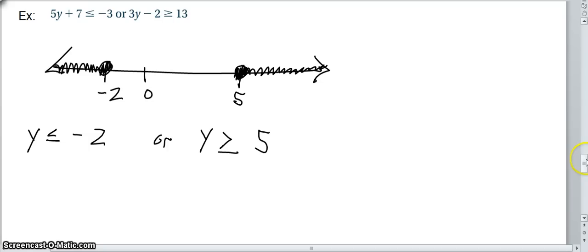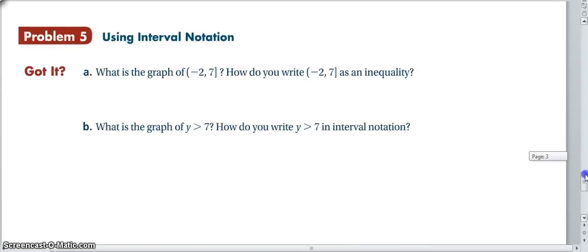Alright, both of your inequalities have the or equal to. So that means that we will shade in both circles and then shade out the arrows because y is less than or equal to negative 2 or y is greater than or equal to positive 5.